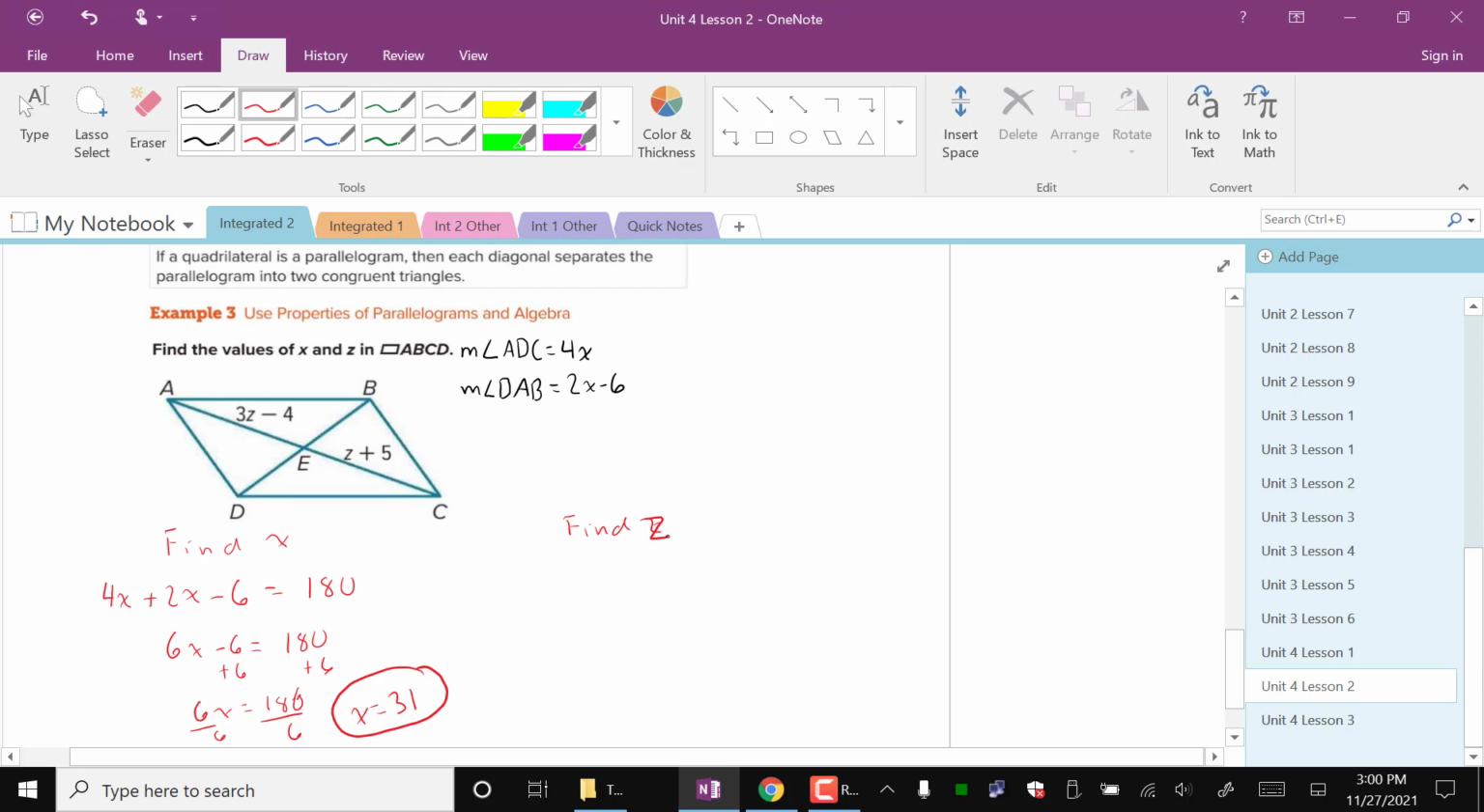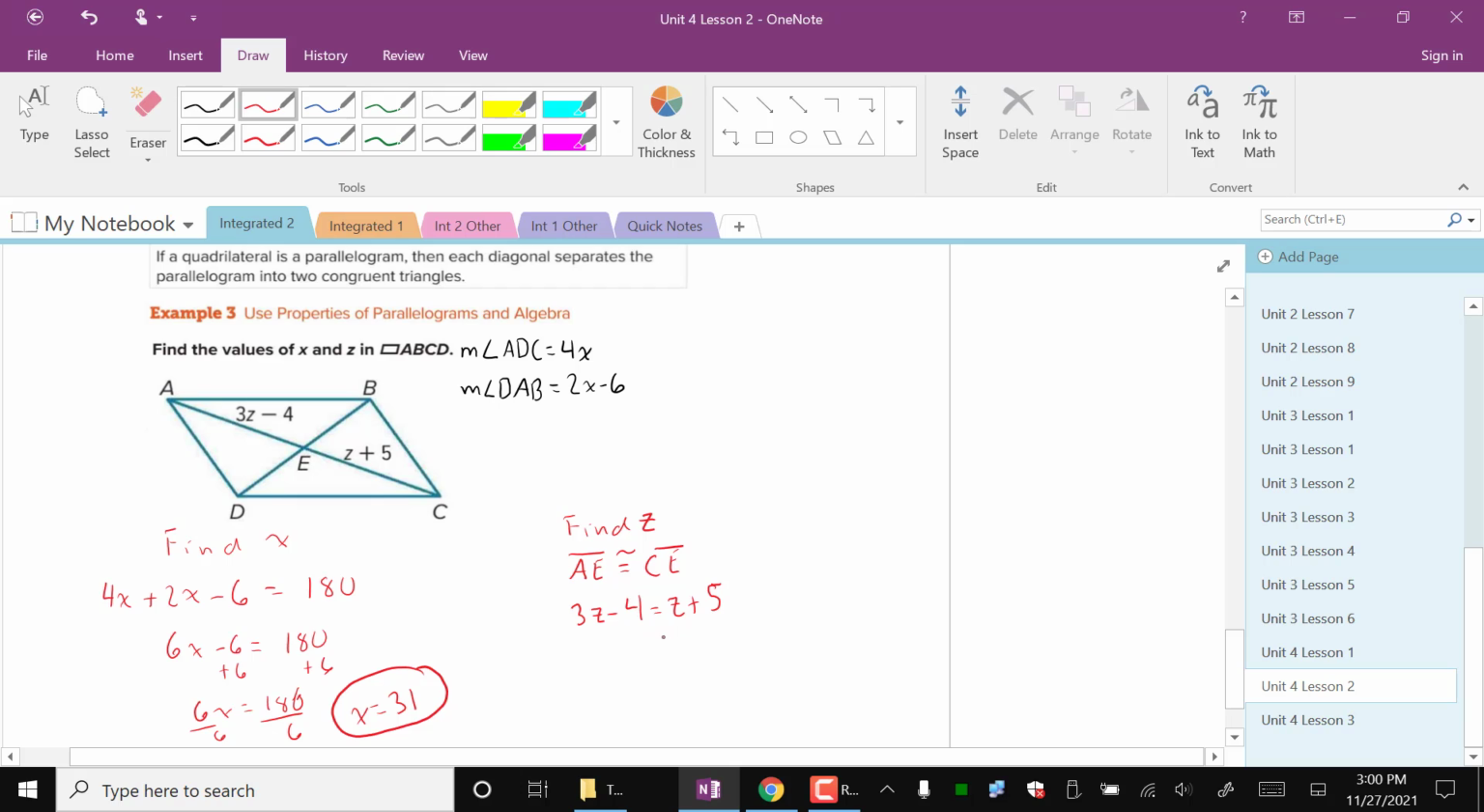Now we want to find z. It's an ugly z. Find z. Better. We have that this is a parallelogram, and since we know that this is a parallelogram, then this side is equal to this side because of a previous theorem. So we have that AE is congruent to CE. That's going to tell us that 3z minus 4 equals z plus 5.